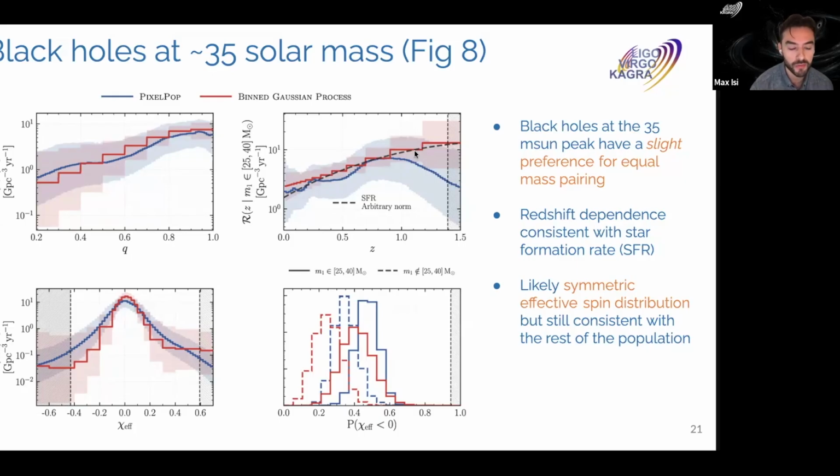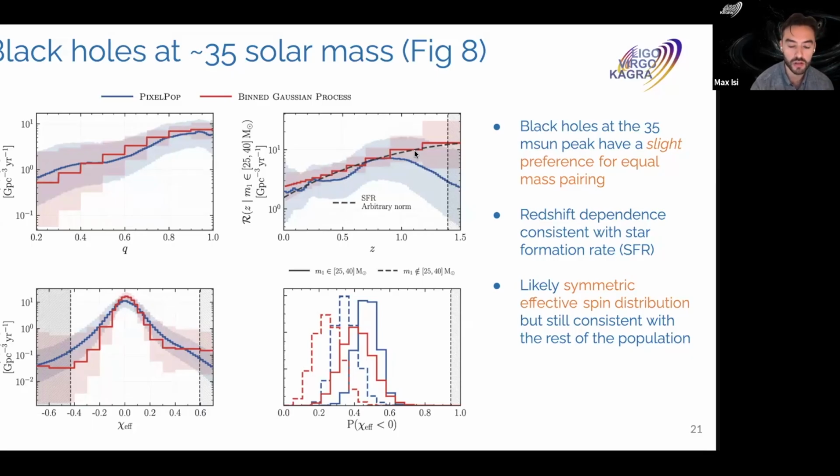However, it's only a slight preference statistically, just for the same reason as I discussed for the 10 solar mass case. So there's a range. We could still allow for some gradient here, but we do not require it. This is totally consistent with these distributions just peaking at 1. Okay, so the mass ratio you see on the upper left. Then on the upper right, you see a reconstruction of the redshift evolution of the rate for systems within this peak.